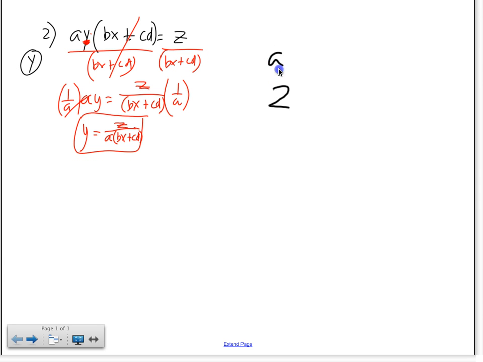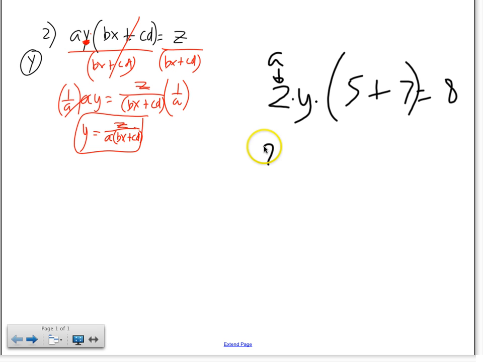Pretend that A is your 2, okay? Y is still here. And pretend that BX right there is like your 5, and then CD is like your 7. And over here is like your 8. You see the difference now? Before, you can actually combine 5 plus 7 together, it's 12, right? But here, we cannot do that. We have to leave it as is.